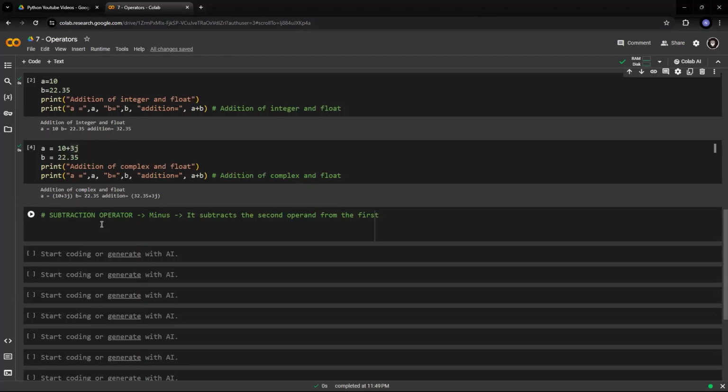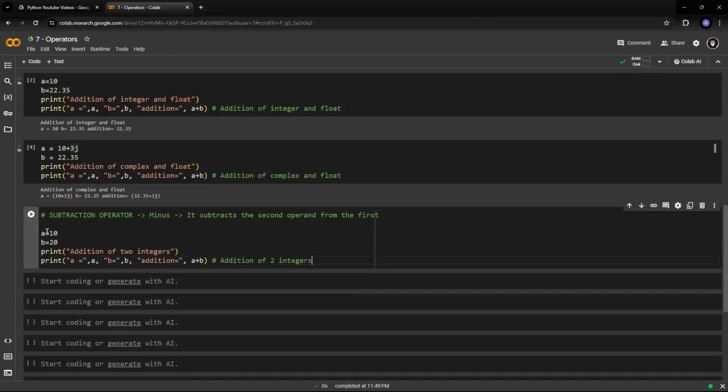I need to always remember that in subtraction, if the second number is higher than the first number, then the result would be a negative number. So let's see one example for this. A is 10, B is 20. Let me make the first number higher, 50, and B is 20.